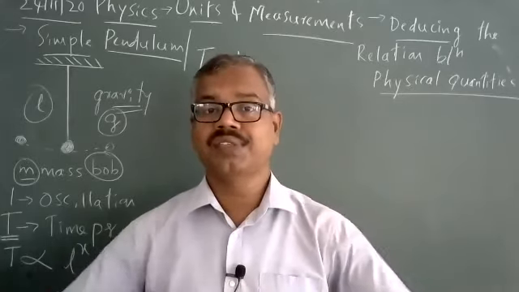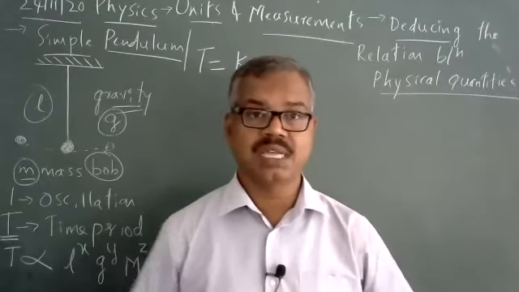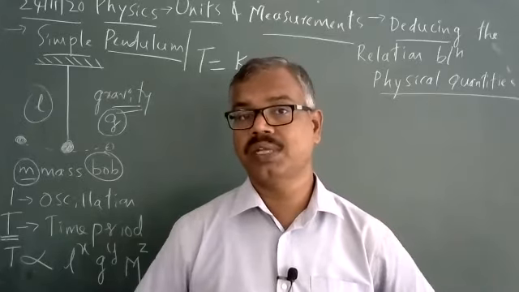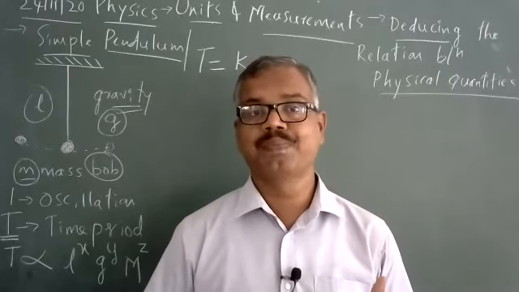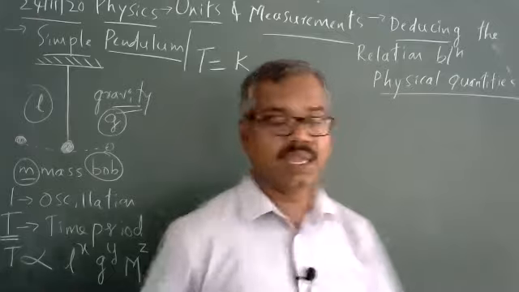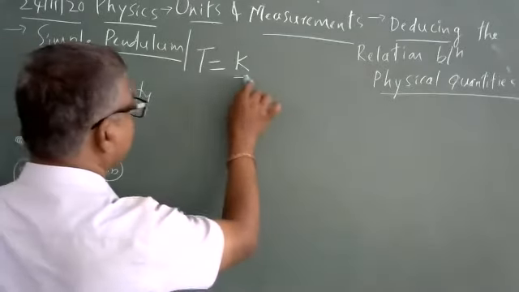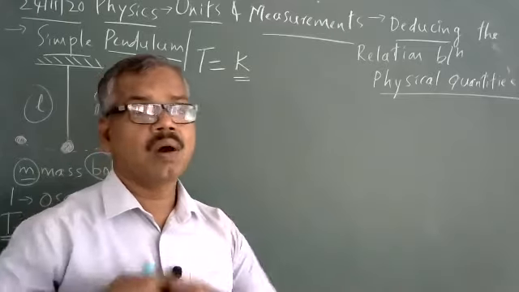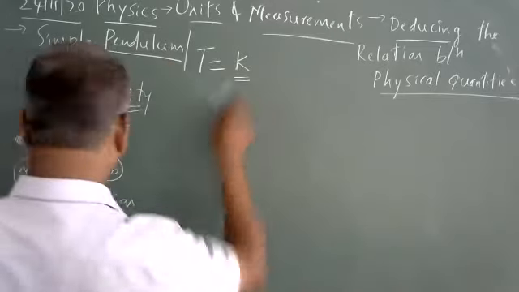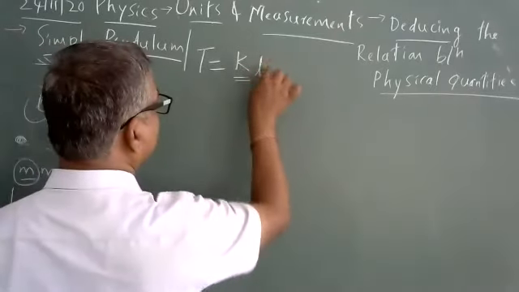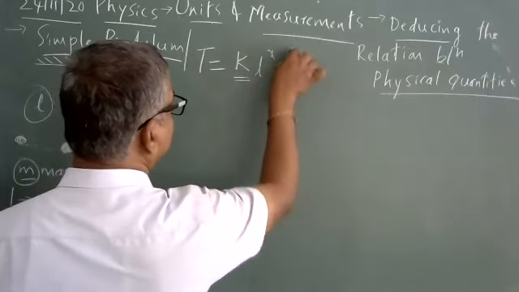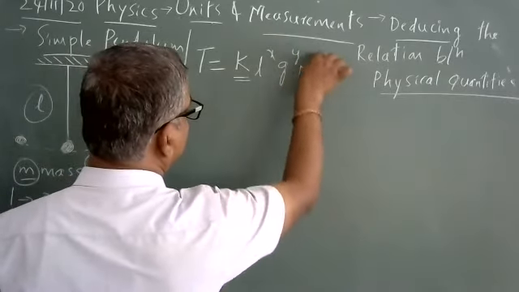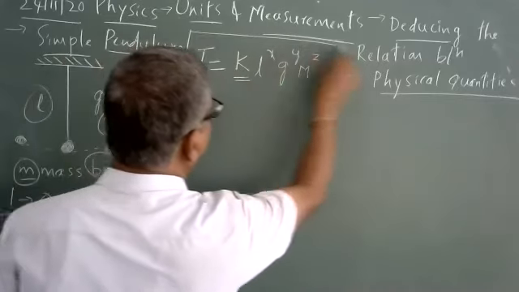Now take the derived physical quantity force. Its dimensions are mass into acceleration. Mass means M, acceleration means L T raised to minus 2. Together it becomes M L T raised to minus 2. In that way, this k is called dimensionless, meaning it has no dimensions in mass, length, time, or any other fundamental physical quantity. Now, L raised to x, g raised to y, then M raised to z. So this is my fundamental relationship.